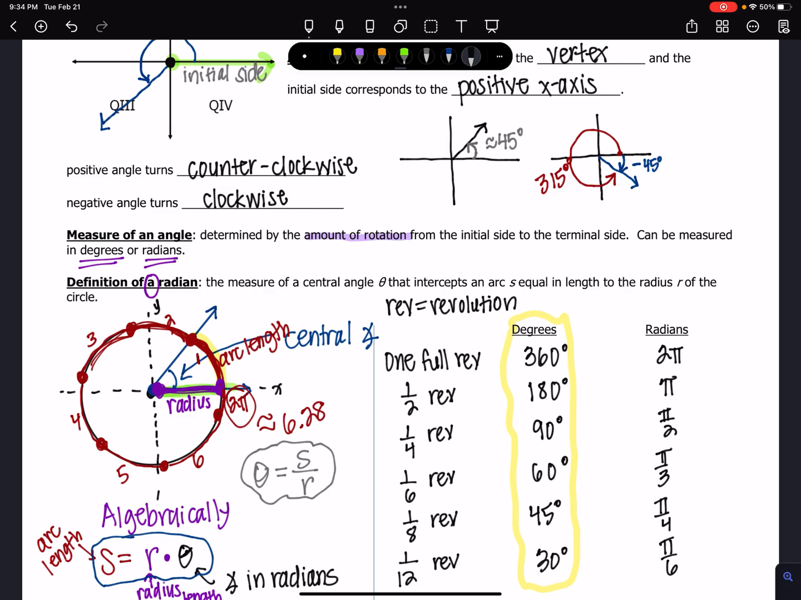So what that means is when I'm talking about degrees, I have 360 degrees. The equivalent in radians is 2 pi. And every 180 degrees is equivalent to pi radians. 90 degrees is the same thing as pi over 2 radians. 60 degrees is the same as pi over 3. 45 degrees is the same as pi over 4. And 30 degrees is the same as pi over 6.